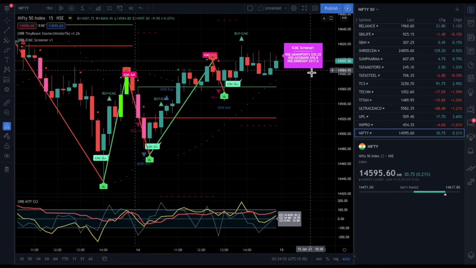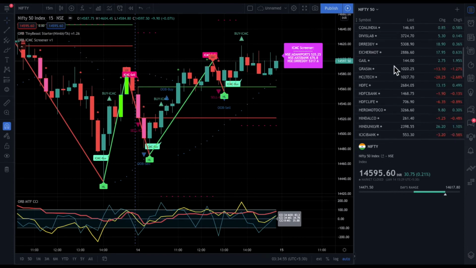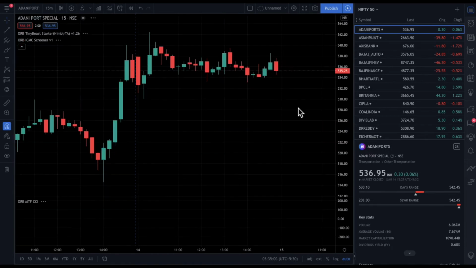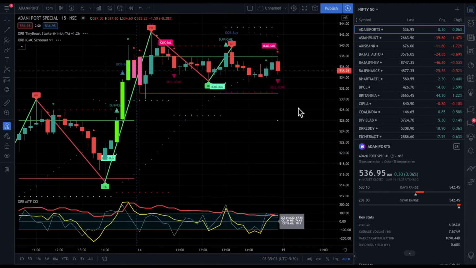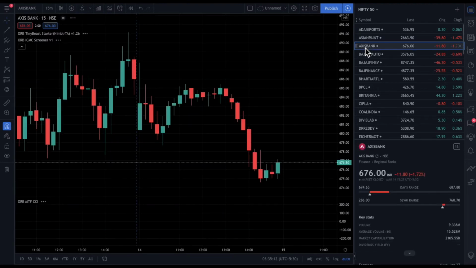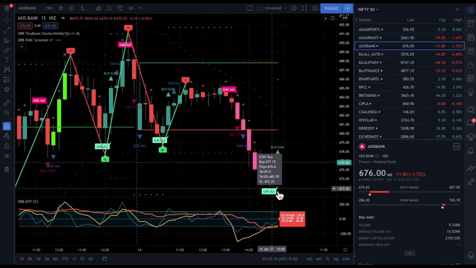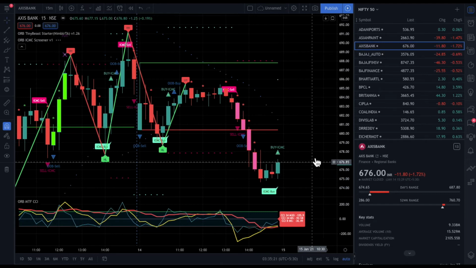So let's check this. It has given us the first option of Adani Ports. So we go to Adani and we check Adani. And there you see there's an ICMC sell which has got generated here. So the first was correct. Then it gave a call for Axis Bank. Let us have a look at Axis Bank. And there you see, this signal is also correct. We got an ICMC buy here for Axis Bank.